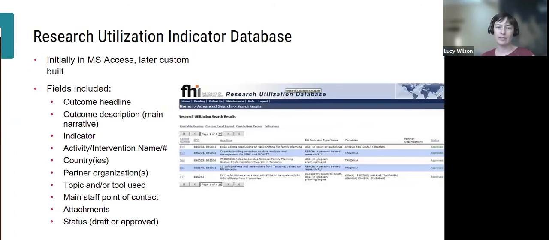A bit more about that research utilization indicator database. It was initially built in Microsoft Access, which was an old program, but later custom built. The screenshot on the screen here shows a search results screen with 5 records listed. Each record is an outcome. Some of the key fields here were the activity number, a headline describing the outcome, and the specific indicator it addressed, along with the country and the status. Was it draft or approved?